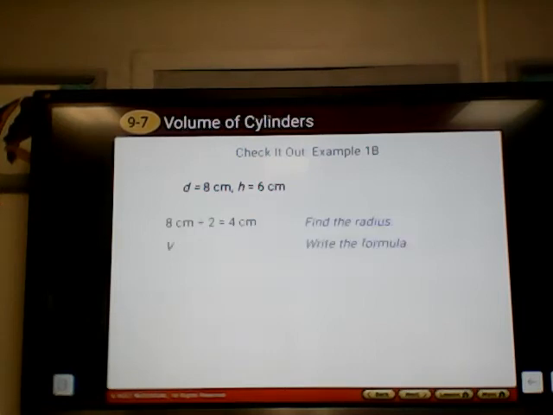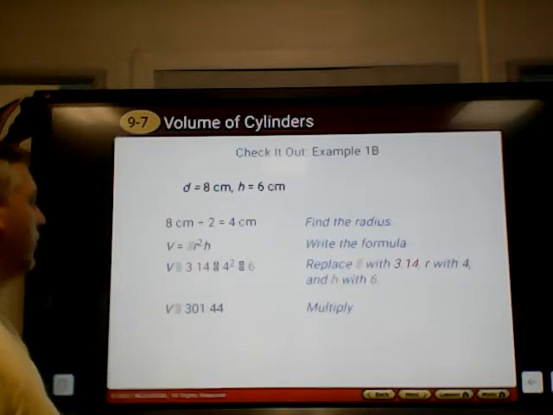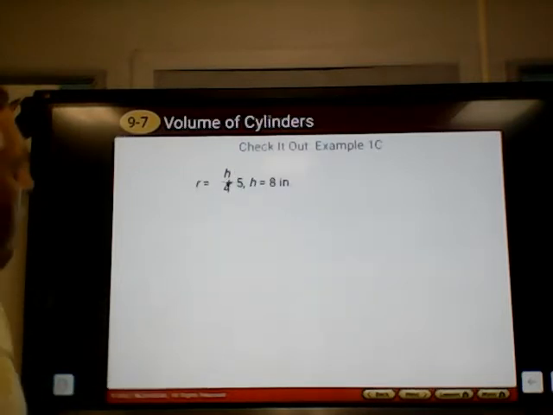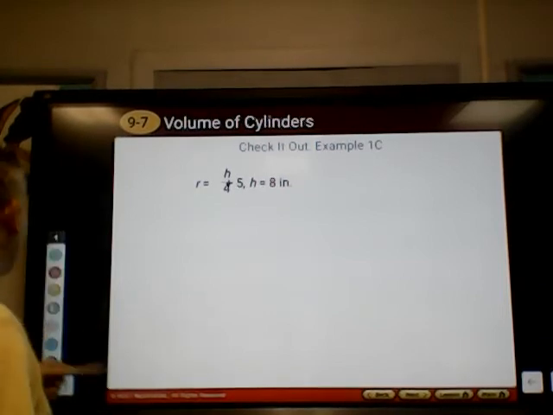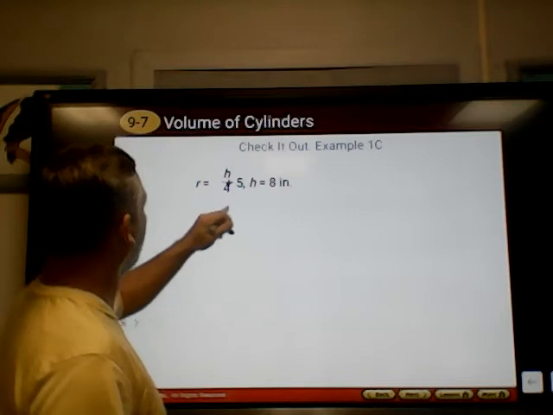And you will get, first they found the radius, there's that math, 301.44, or around 301. And if you have one like this again, they kind of wrote on top of each other in the PowerPoint for some reason.